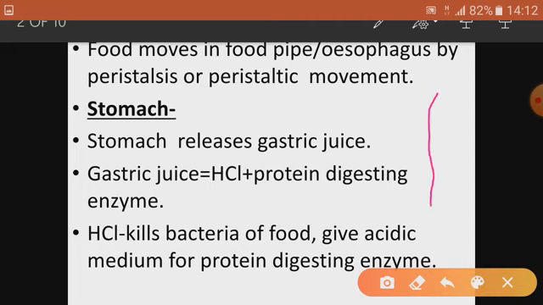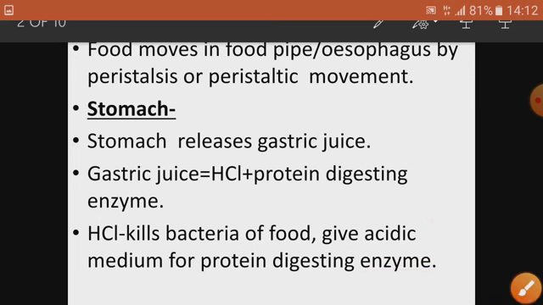For example, this is the food pipe and the food is here. So because of this continuous contraction and relaxation, the wall of the esophagus pushes the food in the downward direction. This movement of the inner wall of the food pipe or esophagus is known as peristalsis. Now, because of the peristalsis, the food comes to the stomach.